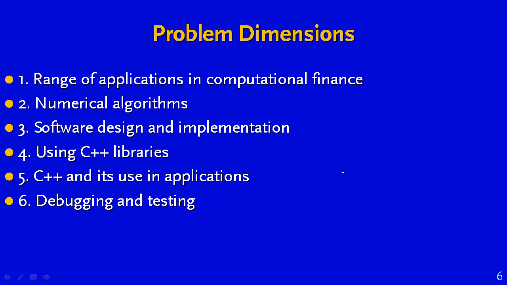We also need numeric algorithms, because most problems don't have an exact solution. You have to employ some numerical algorithms, and the numerical algorithms we'll be talking about are finite difference method, Monte Carlo and lattice methods, like the binomial method, trinomial method. And we have software design and implementation.